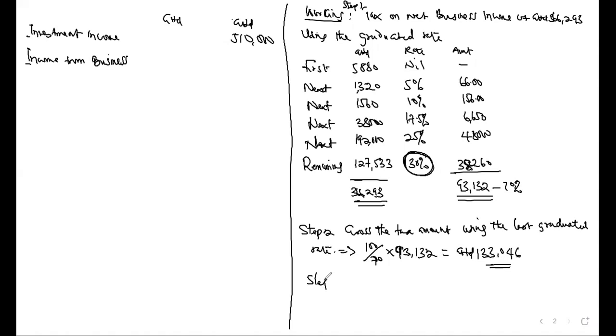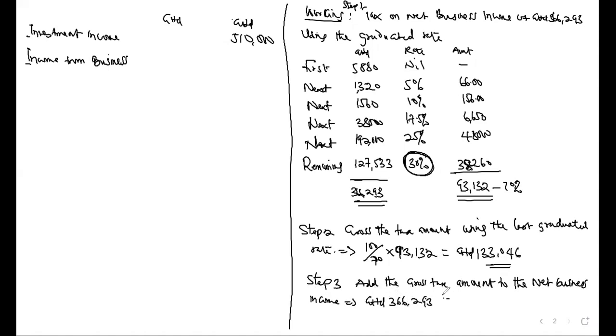So step 3 is to just add the gross tax amount to the net business income. So this will be 366,293 plus 133,046. This will give you 499,339. So this is the gross business income.